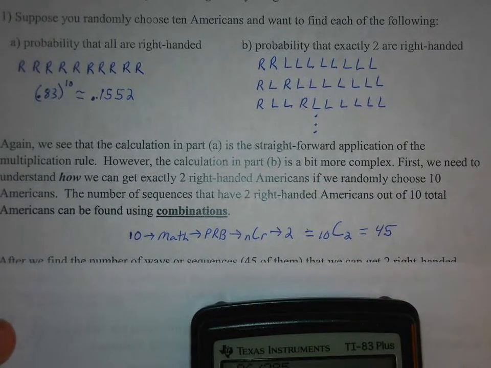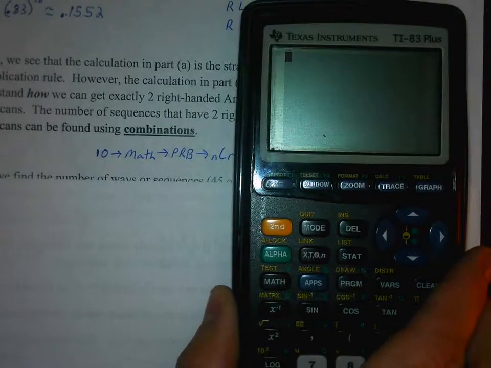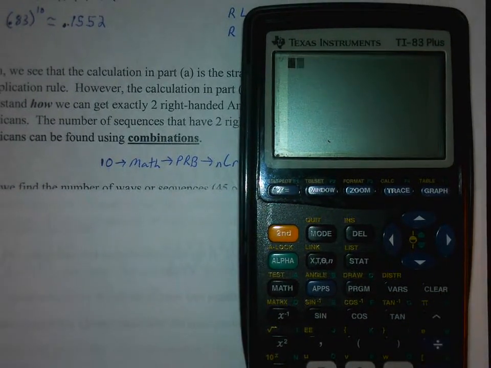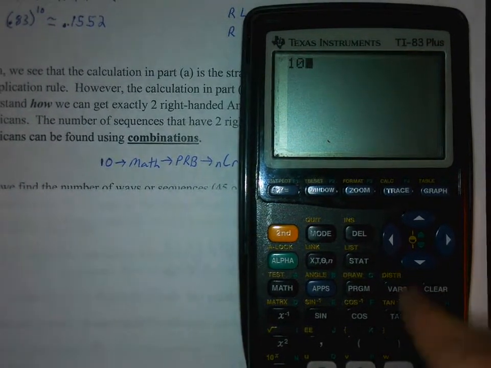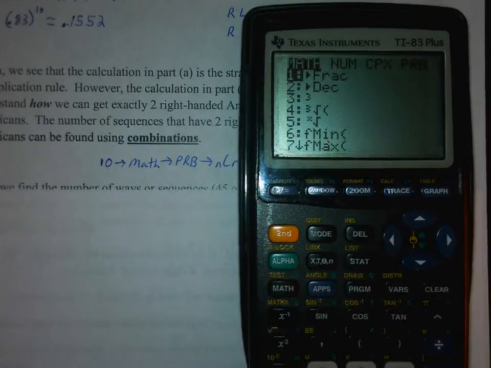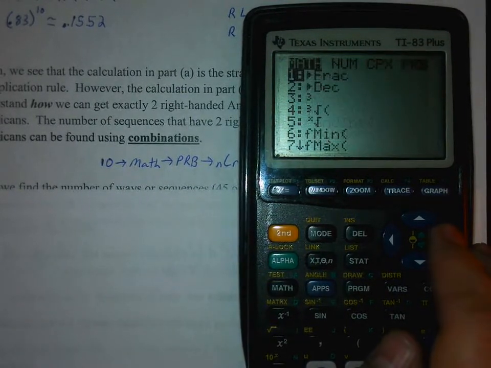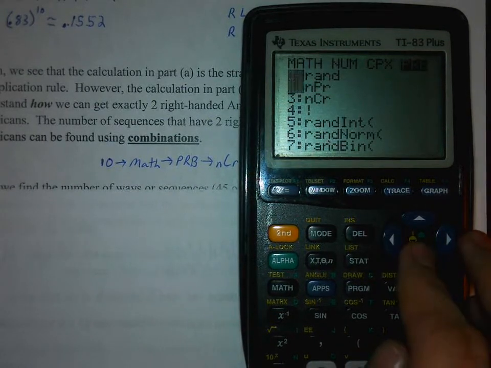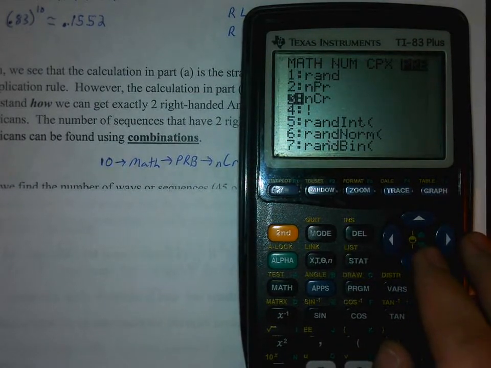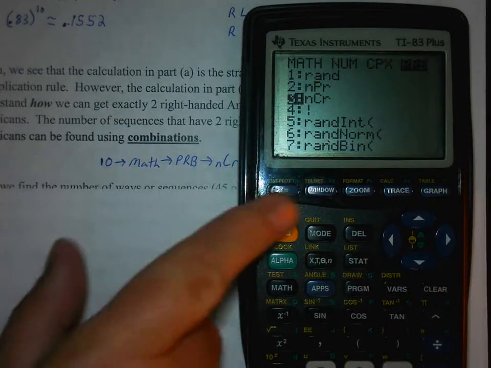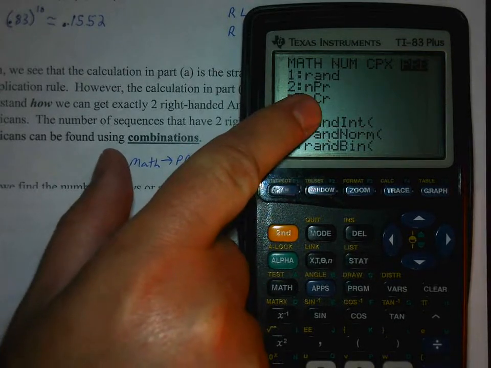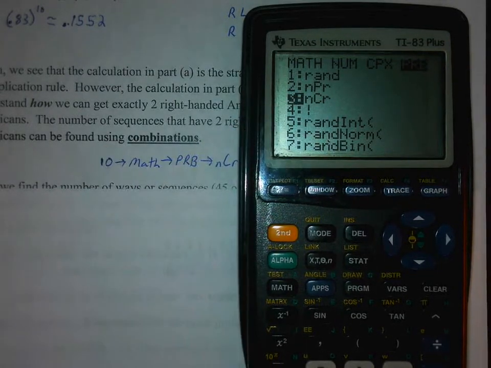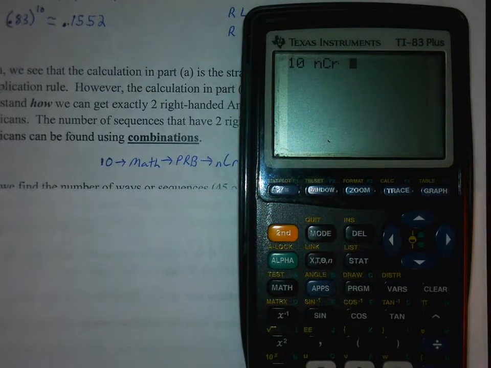So I'll go through the steps with you here. Okay, so we put in the number of people that we're choosing, 10. And then we go to Math, over to PRB. And then nCr means a combination of n things taken r at a time. We're going to look at it as n is 10. So out of 10 people, we want to choose 2 successes. So we choose nCr and then enter the number of successes you want. And then press enter and it gives you 45.